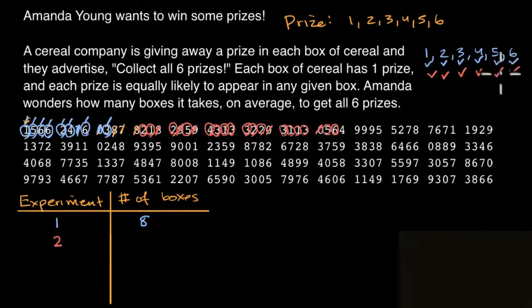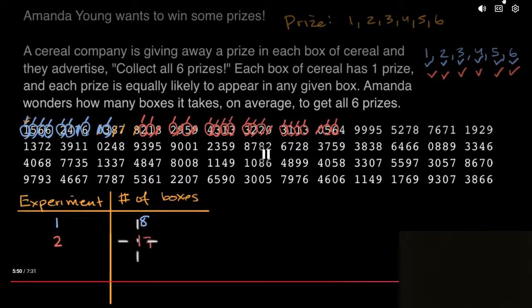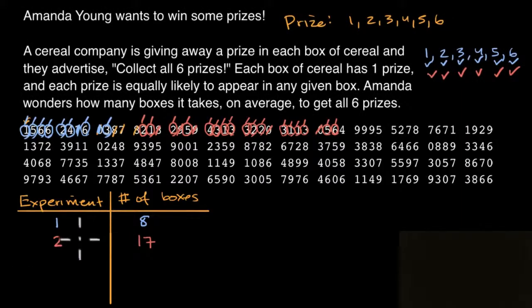So how many boxes did we need in that second experiment? Let's see. 1, 2, 3, 4, 5, 6, 7, 8, 9, 10, 11, 12, 13, 14, 15, 16, 17 boxes. So in experiment 2, Amanda needed 17 boxes. And she can keep going. Let's do this one more time. This is strangely fun. So experiment 3.